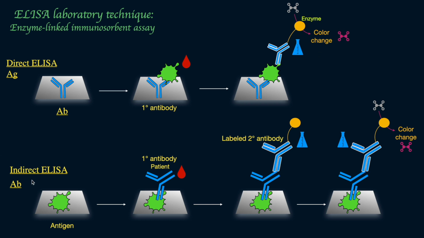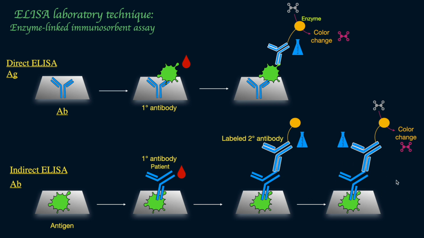During indirect ELISA, we attach to the microfiber plate an antigen. Then we add a patient's blood. So if the blood contains the antibodies, it will attach to the antigen. Then we add second antibody that is labeled with the enzyme. And after that, we repeat and add the colorless substrate. And if the color is changing, it means the antibody is present.